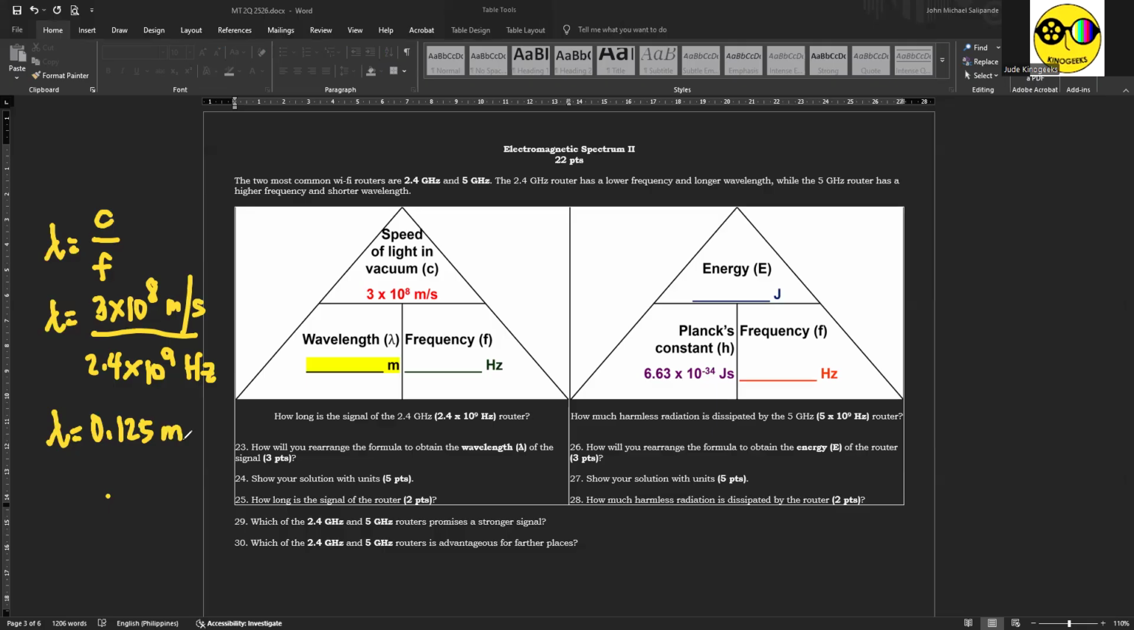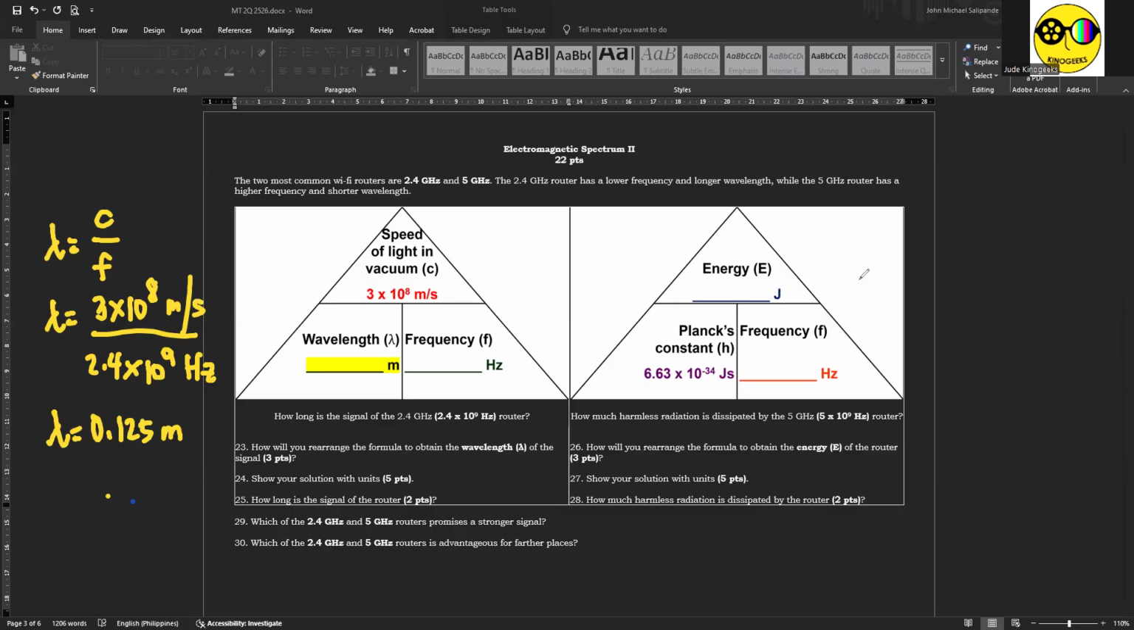Okay, so those are the calculations for the left side. Let's proceed to the right side. How much harmless radiation is dissipated by the 5 gigahertz, or 5 times 10 to the power of 9 hertz, router? In this problem, we're looking for energy.